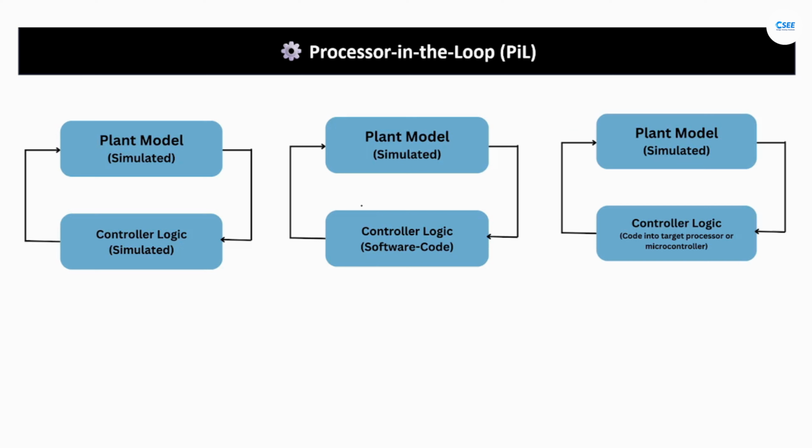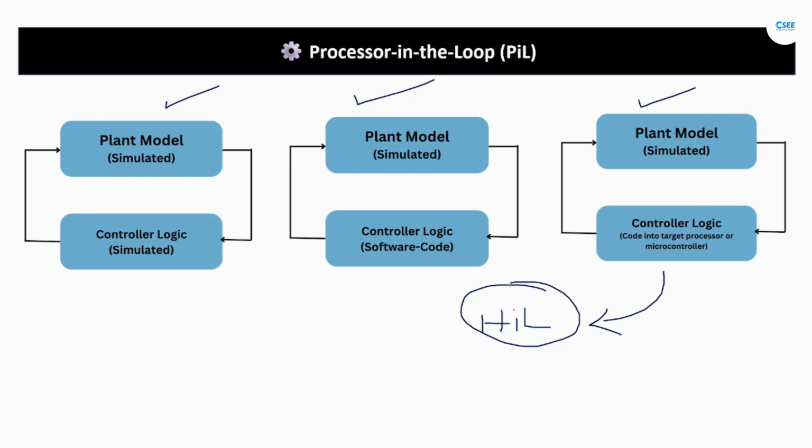So, in short, MIL verifies your algorithms, SIL validates your software, and PIL proves your processor performance. Once you have passed the PIL stage, your control code is ready to face the real world. The next step being hardware in the loop, where your controller hardware interacts with real signals, sensors, and actuators in a physical test setup.